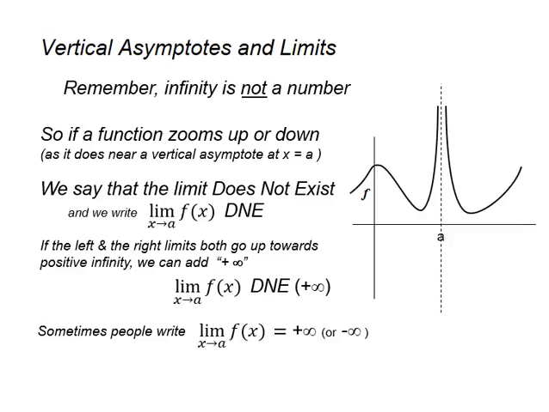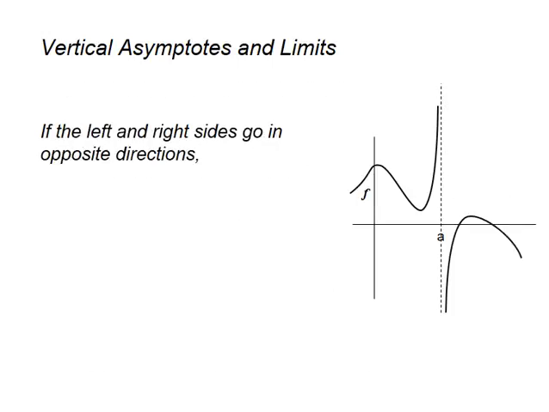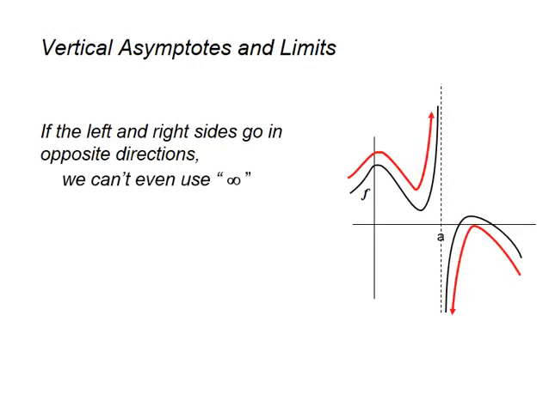Sometimes people write limit as x goes to a of f of x equals positive infinity, or if both sides go down, negative infinity. Oh, this is not technically correct. It's okay on the AP exam, but if the left and the right sides go in opposite directions, we can't even use infinity. And we just write limit as x goes to a of f of x does not exist.